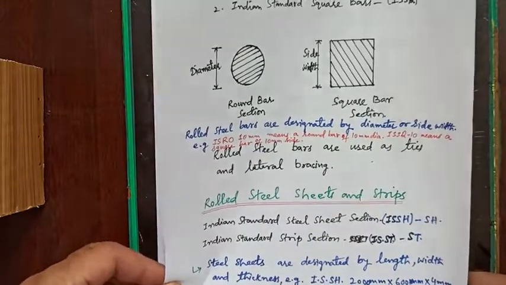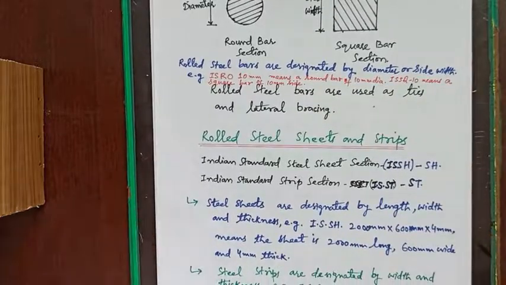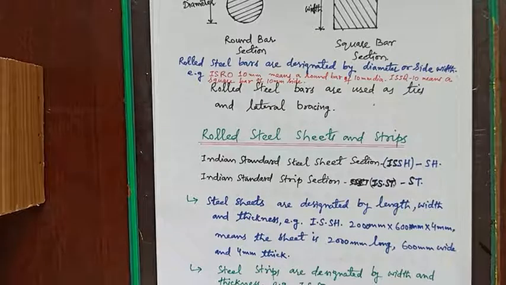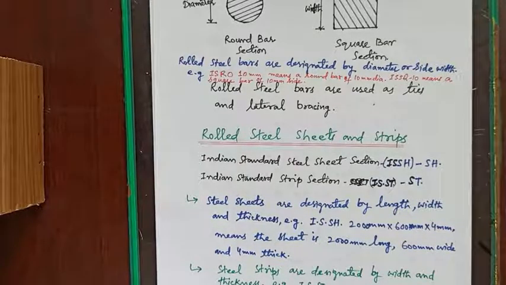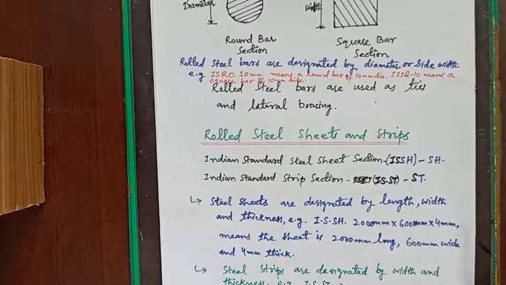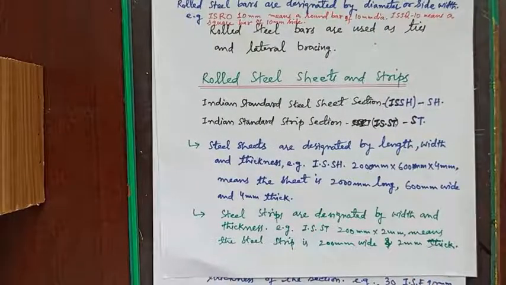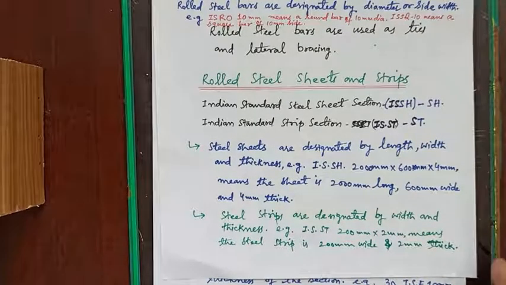Next we have rolled steel sheets and strips. In this category we have Indian standard steel sheet section, that is ISSH or simply SH. We have Indian standard strip section, that is ISST or simply ST. Steel sheets are designated by length, width and thickness. For example, ISSH 2000 mm multiplied by 600 mm multiplied by 4 mm. It means the sheet is 2000 mm long, 600 mm wide and 4 mm thick. Similarly, steel strips are designated by width and thickness. For example, ISST 200 by 2 means the steel strip is 200 mm wide and 2 mm thick.